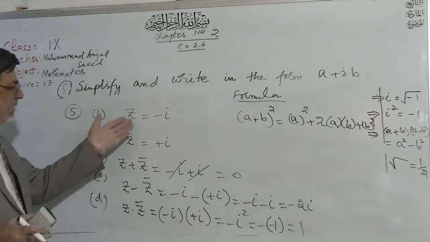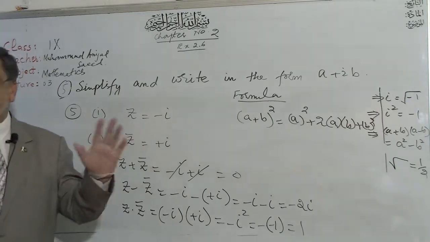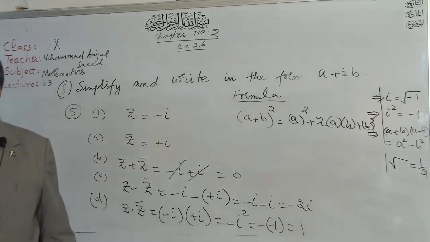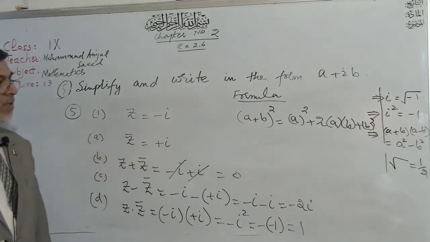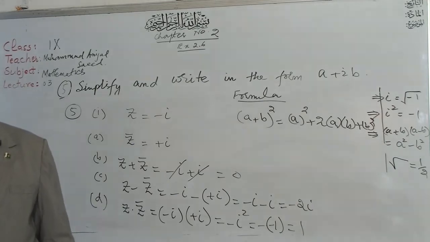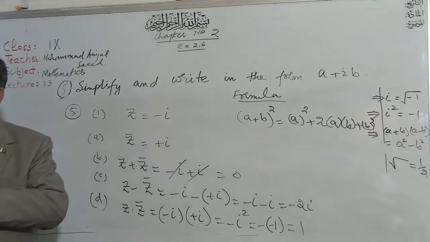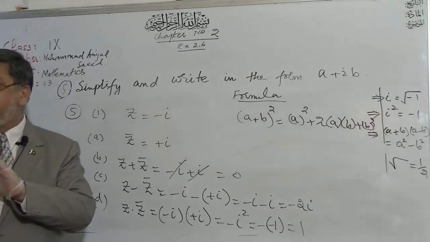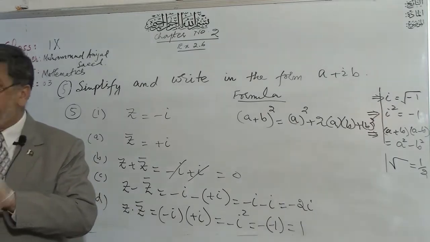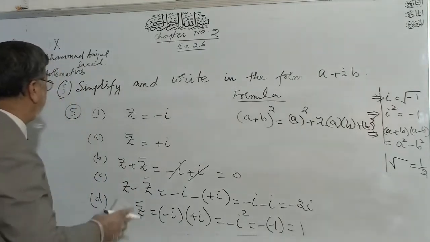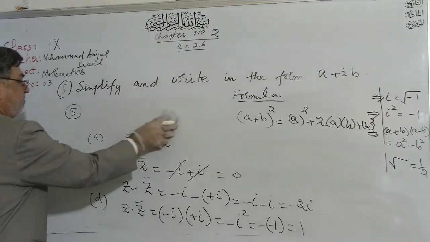Part number 2 is exactly a similar one. Simply you change the sign before iota, add and subtract, and like that. It is better to solve part number 3 or part number 4. I am going to solve part number 4 because by having the idea from part number 4, you can solve part number 3 very easily. So here is part number 4.